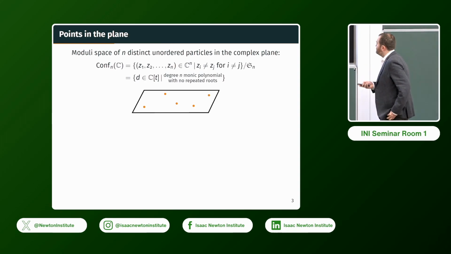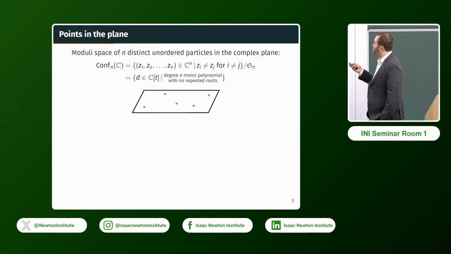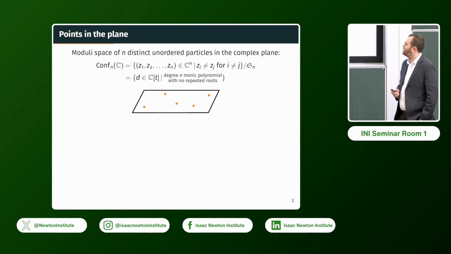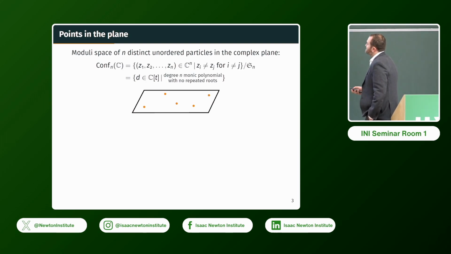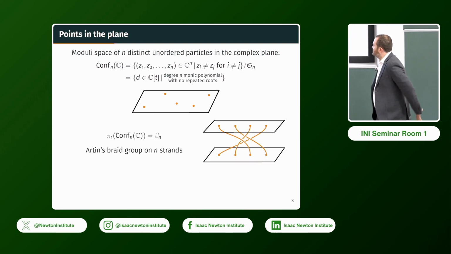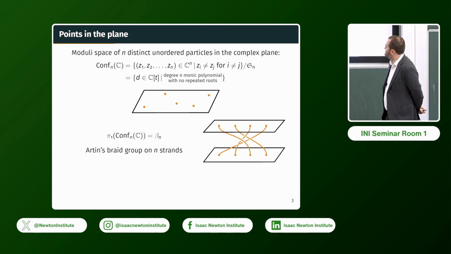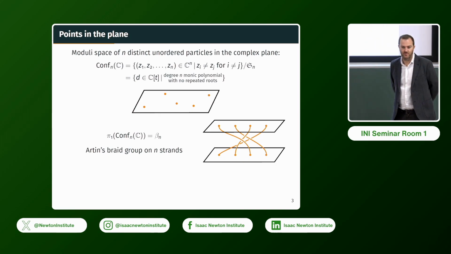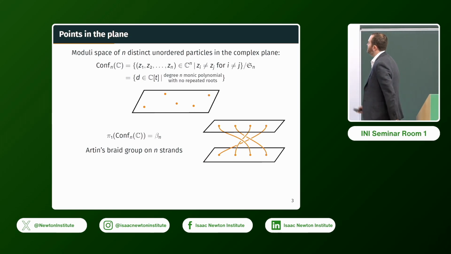And when we think about it that way, then it's sort of obvious how to make it into a topological space. It's just a subspace of the space of all polynomials. So this has been studied for a very long time, and the easiest sort of algebraic invariant of this space is its fundamental group, which turns out to be this famous braid group of Artin.